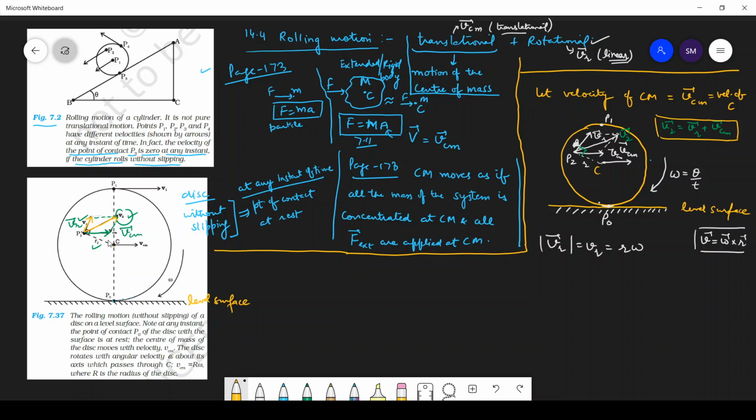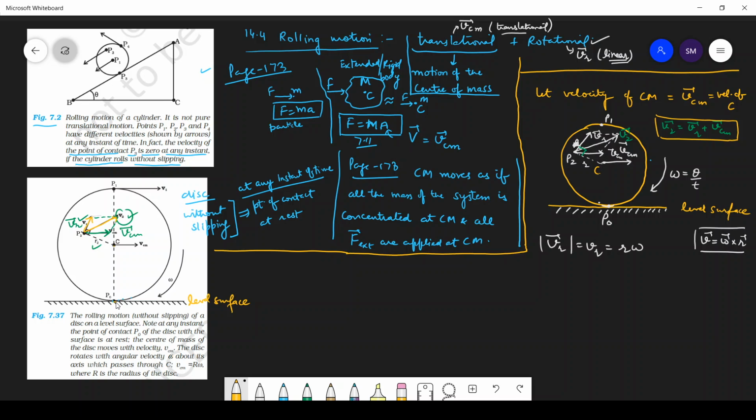This is the axis of rotation, so VZ is perpendicular to the plane of this disk. P0 P2 is a line on this plane, and the axis of rotation is perpendicular to this plane, passing through the point C. You can visualize it. Therefore, the line passing through P0 and parallel to omega is called the instantaneous axis of rotation. That's the instantaneous axis of rotation passing through P0.